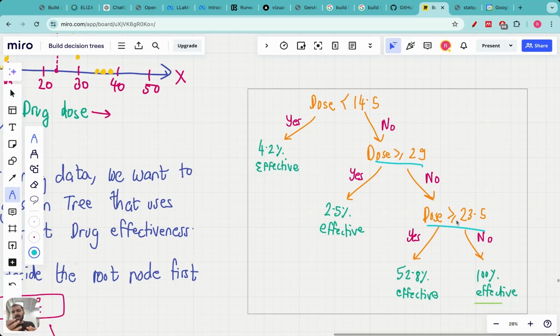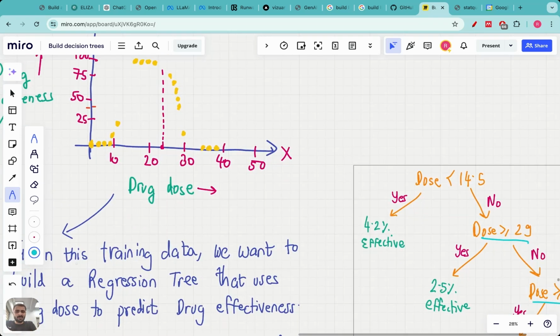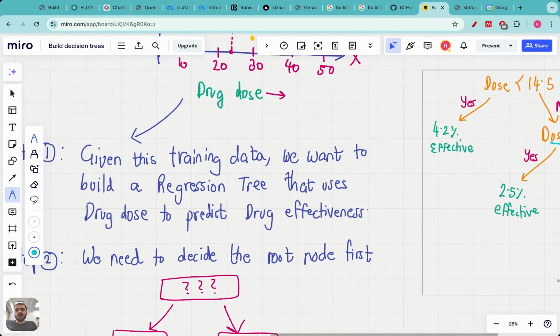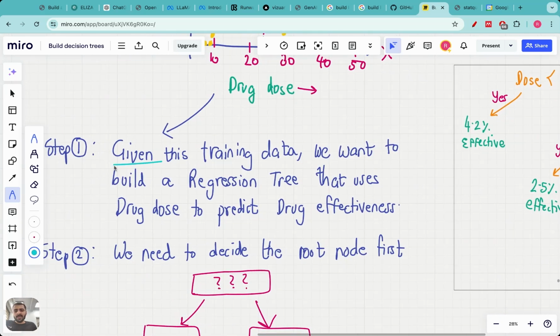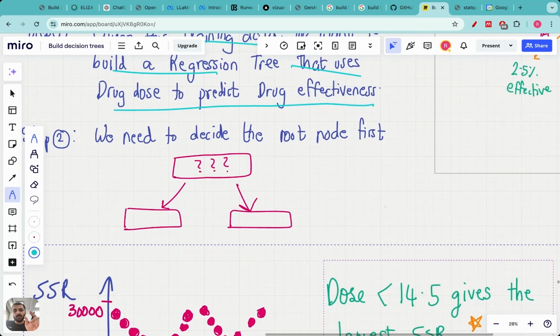The real question is how do we get to such a tree? You will see that this tree satisfies all the data points which have been in this plot. But we are trying to answer the question, can we build this tree from scratch? So the goal is that given this training data, we have to build a regression tree that uses the drug dose to predict drug effectiveness. And we started doing this in the previous lecture by looking at the root node.